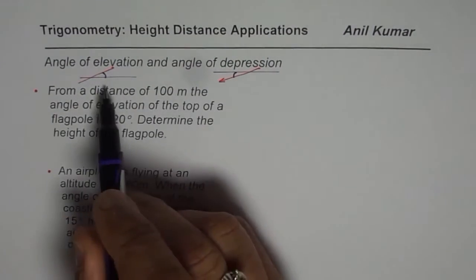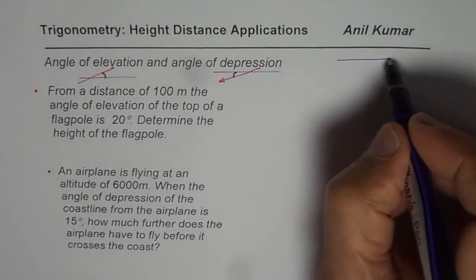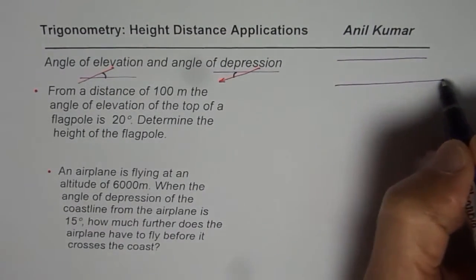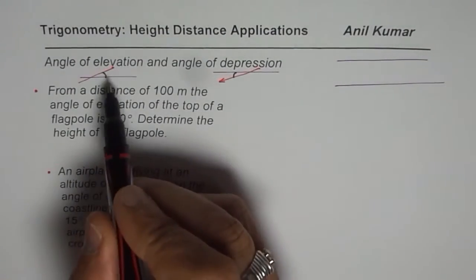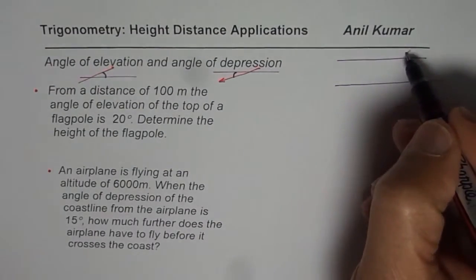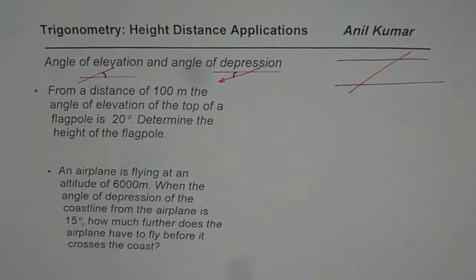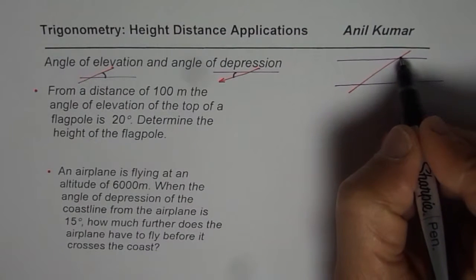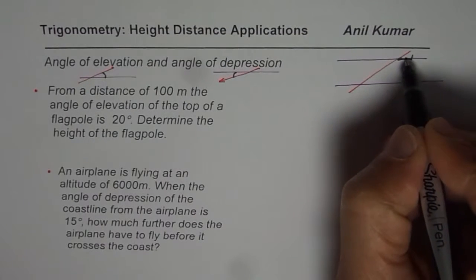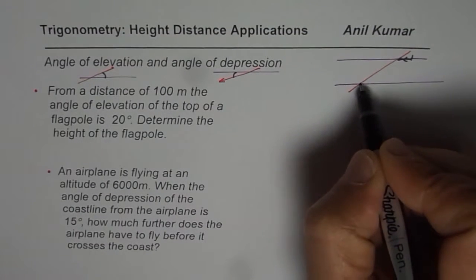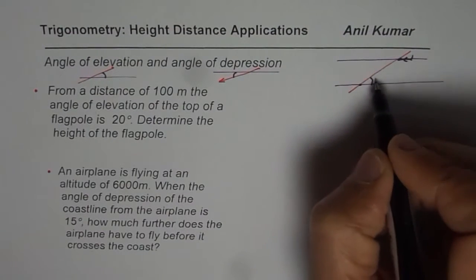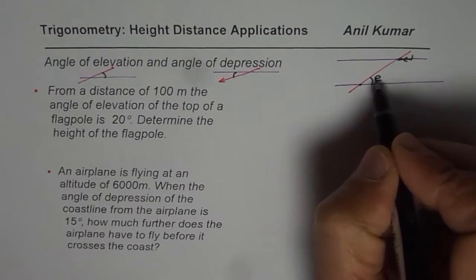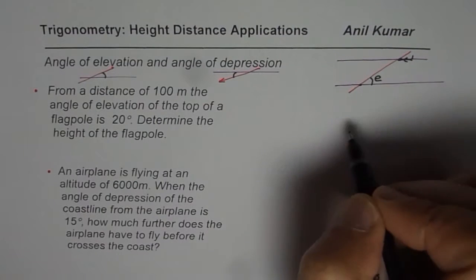Now let me mix these two diagrams together. What do you get? You get two parallel lines. This is, let us say, the sky and this is the ocean. If you are looking upwards, let's say there is a plane here. If you're looking upwards from here, we'll say angle of elevation. Let me call it E. It is between the line of sight and the horizontal.